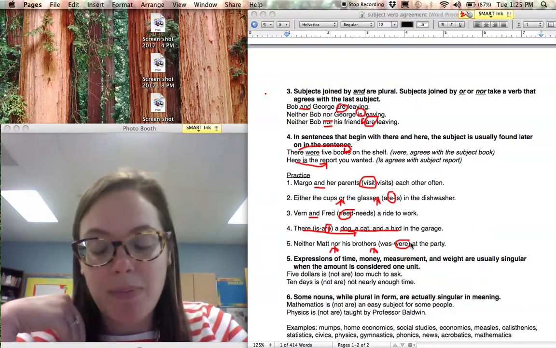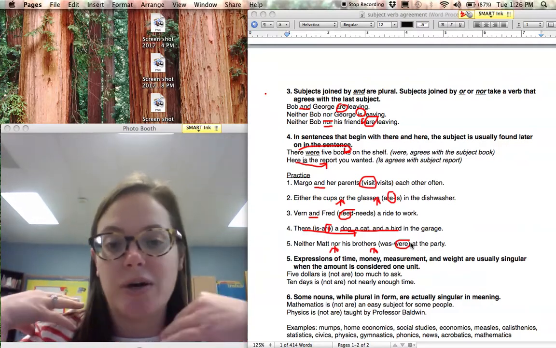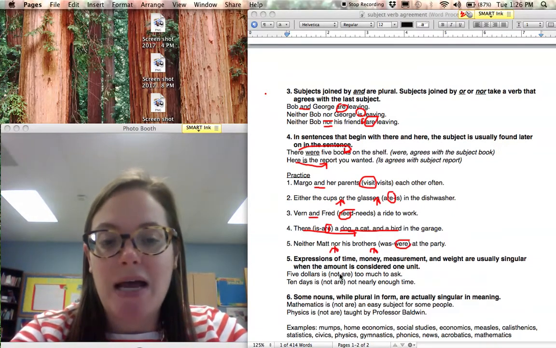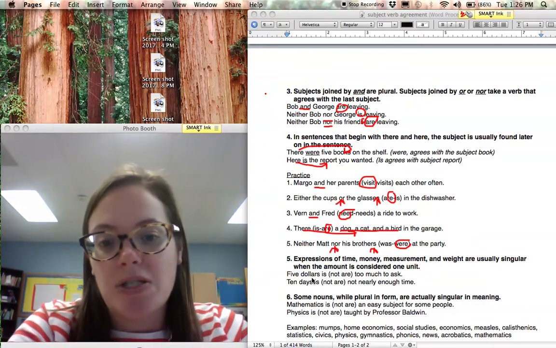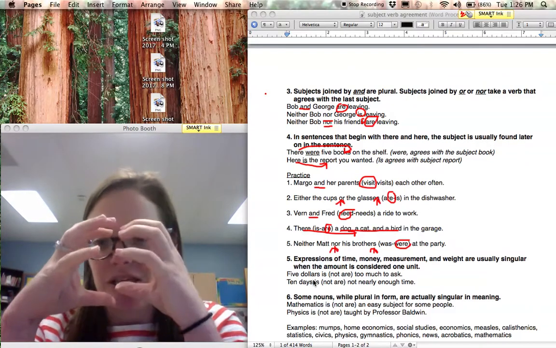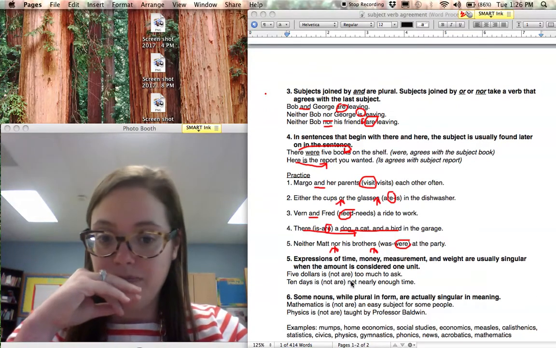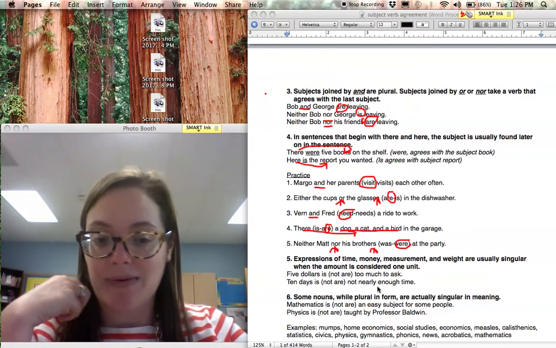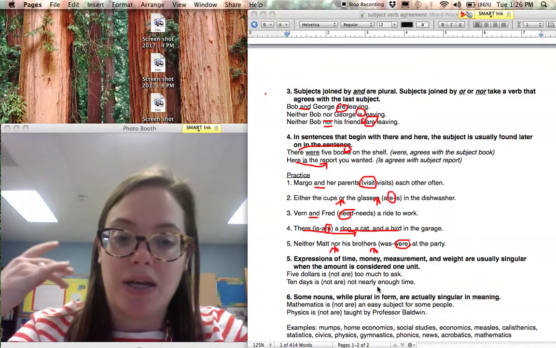Now, these last couple we actually talked about. We first did subject-verb agreement, and y'all kind of figured it out on your own, but I just wanted to repeat them to make sure you understand this. Expressions of time, money, measurement, and weight are usually singular because we're usually thinking about it as one unit. If I say $5, I'm not talking about 5 individual dollars. I'm thinking of it as one amount. So I'm going to say $5 is not too much to ask. Same thing here: 10 days is not really enough time. When I'm talking about it as one unit, one amount, I'm going to go with singular.